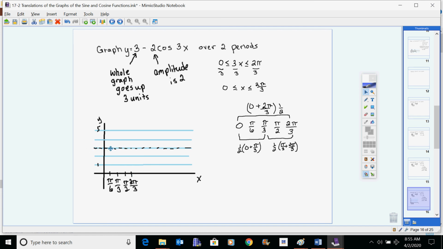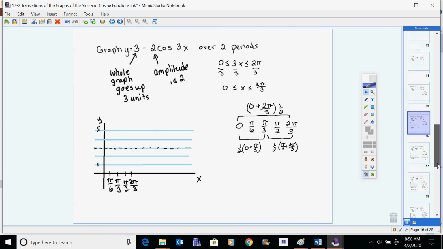Notice I've made a dashed line here to substitute for the x-axis. The other graphs were always cycling around the x-axis. This tells us to bump the whole thing up 3 units. Notice that I've also specifically marked 1 and 5. That's because the amplitude is 2. It's going to be bouncing 2 units away from this new baseline, going up 2 units and down 2 units from the 3.